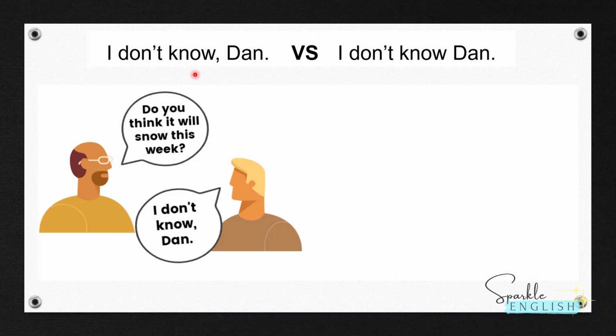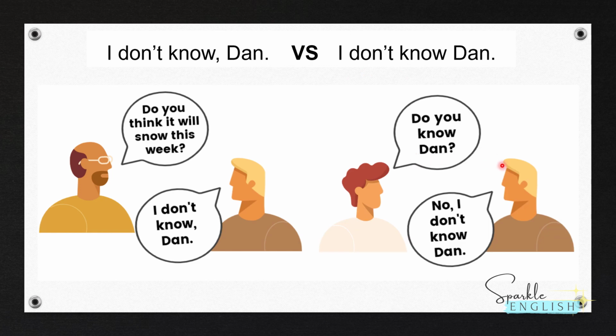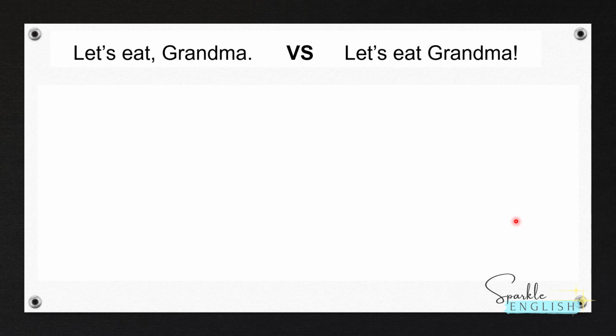So in the first example with the vocative comma, "I don't know, Dan." Imagine this here is Dan, and he says to his friend, "Do you think it will snow this week?" The friend says, "I don't know, Dan." So he is addressing Dan, and we know that this is Dan because we have the vocative comma. But if we don't have the vocative comma, and we say, "I don't know Dan," that would be as if he is saying he doesn't know who Dan is. "Do you know Dan?" "No, I don't know Dan."